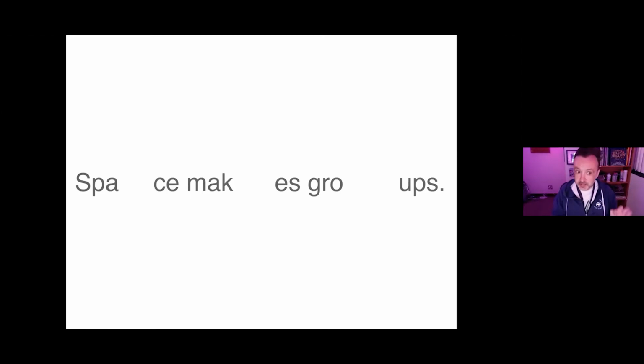And another one is that space makes groups. This is very difficult to read because space is hard to get across with your eye, and it collects things that are close together. Things far apart are seen as separate groups. Things together are seen as together groups.